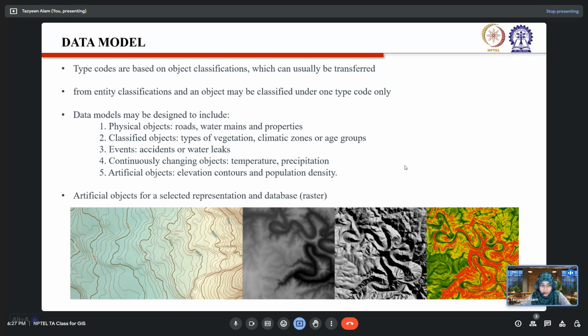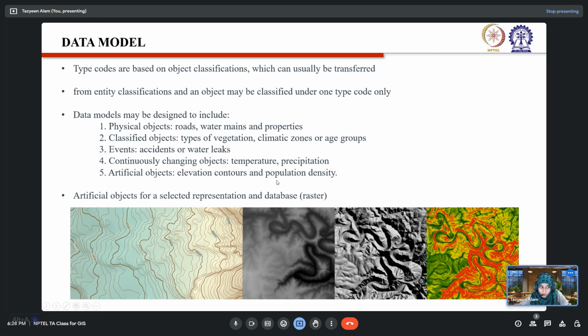And the fifth one are your artificial objects. These artificial objects are very keen and they play an important role when we are making data models, like elevation contours. This particular map shows your elevation contours, but these are not actually present on the surface of the earth. These are artificial objects, but they help us determine a lot of other events or phenomena that are happening from 1 to 4 based on these artificial objects.